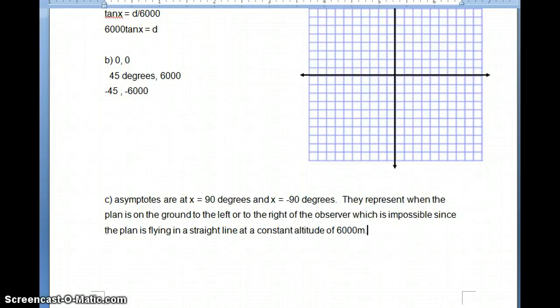It's not possible because this plane is constantly flying at 6,000 meters high, so it can never actually touch the ground at that point. So there's a nice little interesting point about those asymptotes there.